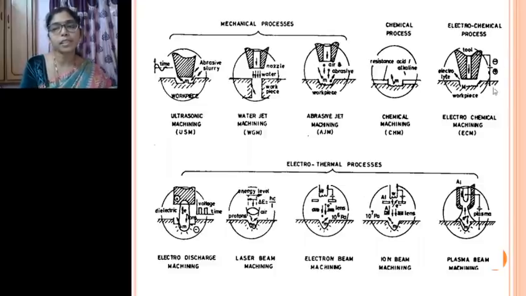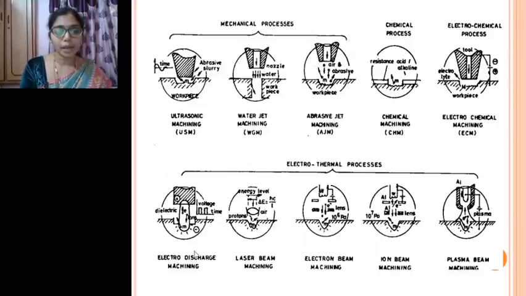Say all the other things are the same. The only thing is the tool shape will be changing. It will be rotating. A circular disc will be used, and along with that, the material removal process will be happening. This is the electrochemical grinding process. The tool will be in the shape of a wheel. That is called the electrochemical grinding process.